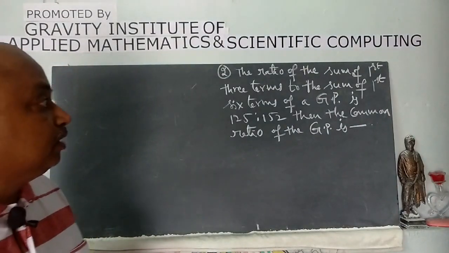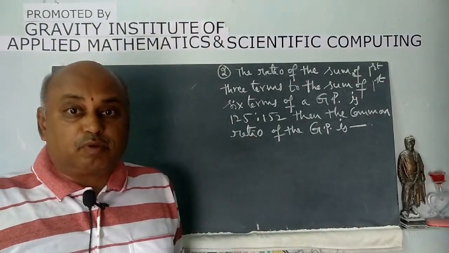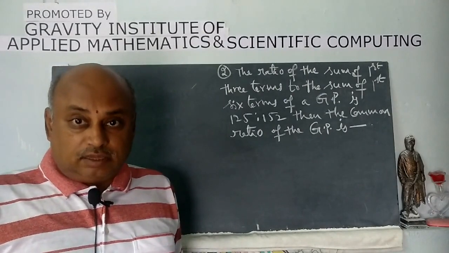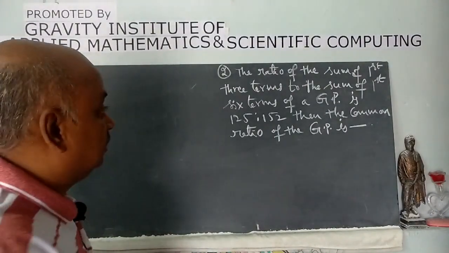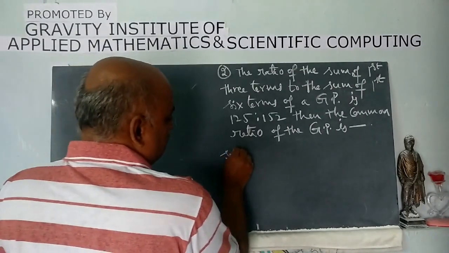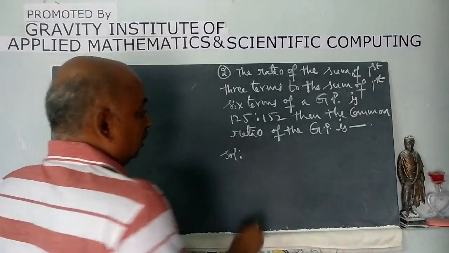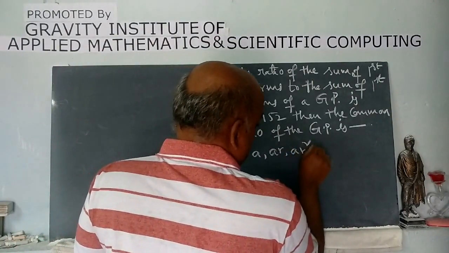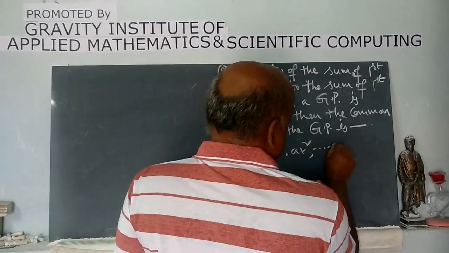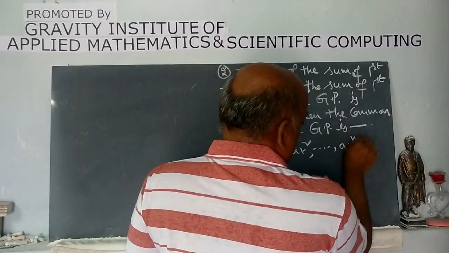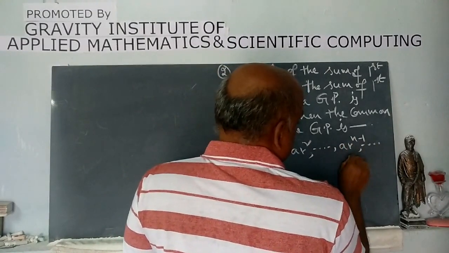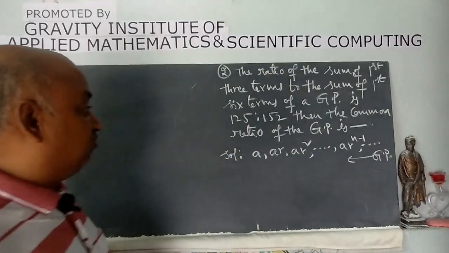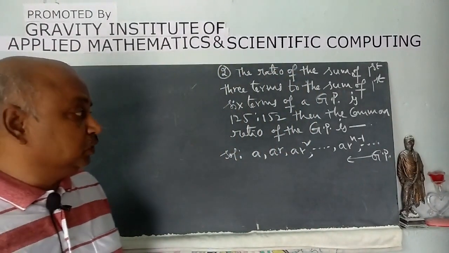So here, geometric progression. So the general sequence of the geometric series. So solution: a, ar, ar square, up to ar to the power of n minus 1. This is a geometric progression with the first term a and common ratio r.